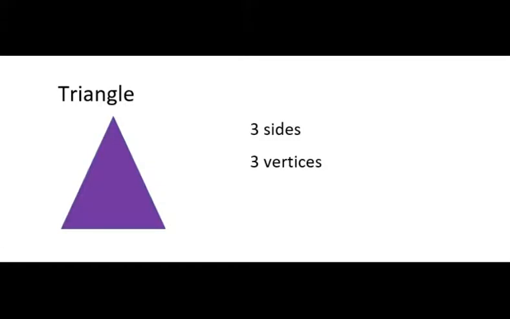Our third shape is the triangle. A triangle has 3 sides, and a triangle also has 3 vertices. Remember, a vertex is the corner of the shape, where 2 of the sides come together to meet.